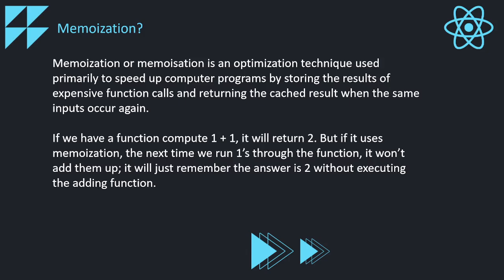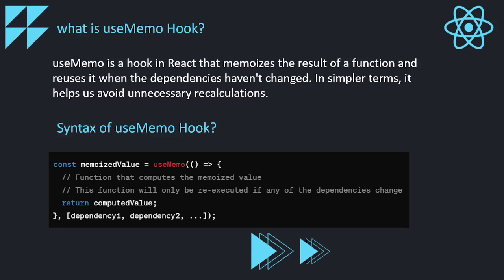Now, how is memoization helpful in the useMemo hook? The useMemo hook is a hook in React that memoizes the result of a function and reuses it when the dependencies haven't changed. In simpler terms, it helps us avoid unnecessary recalculation. We can consider the same example: if we have a function with two inputs, and the inputs are always the same, then it will not waste time performing extensive calculation. It will simply give the cached result. So useMemo provides us this memoization advantage.